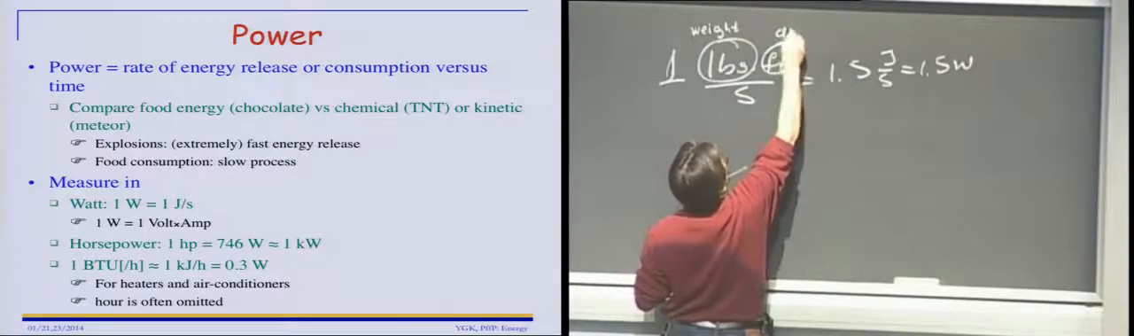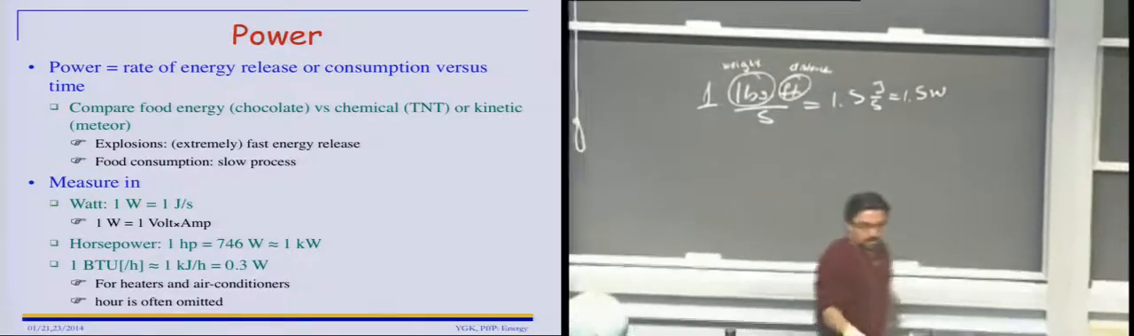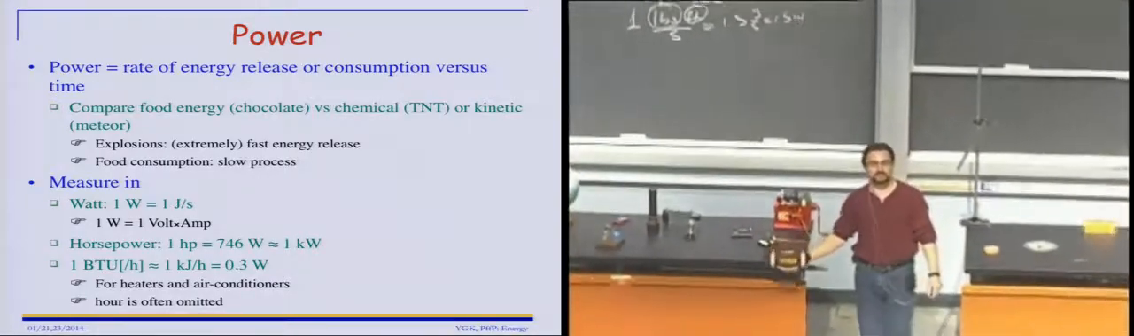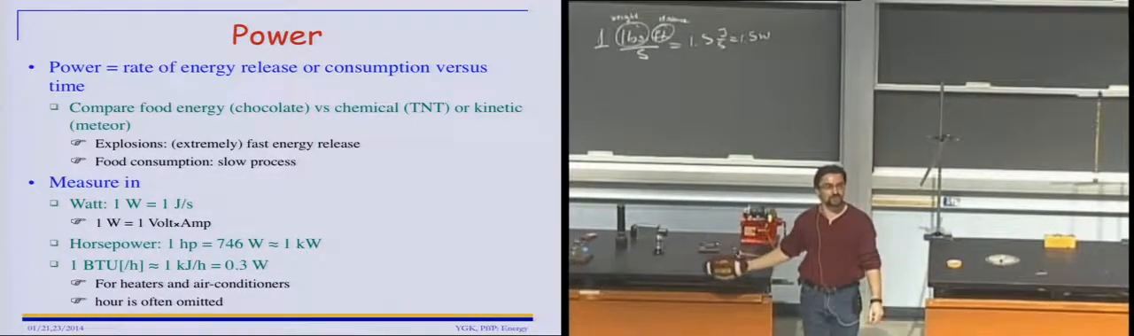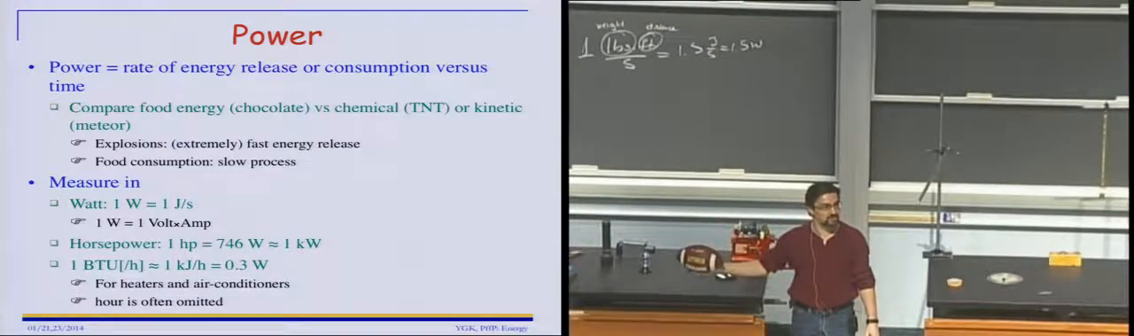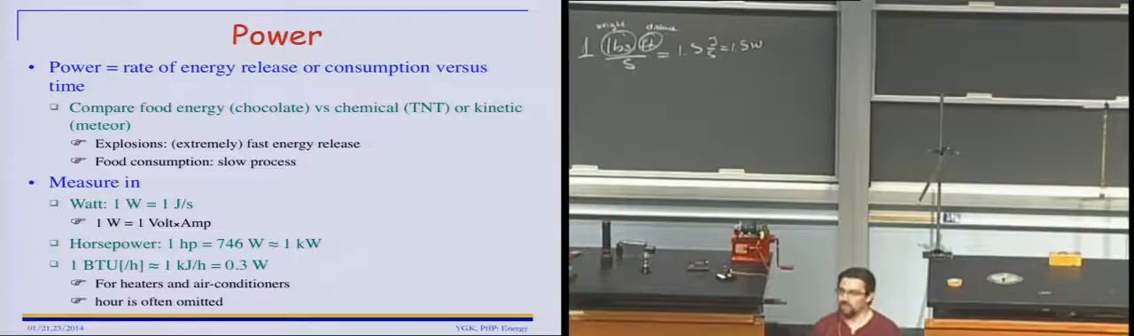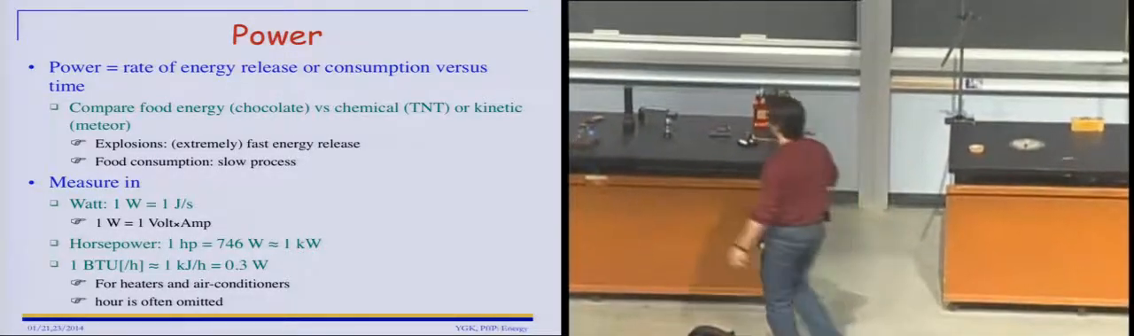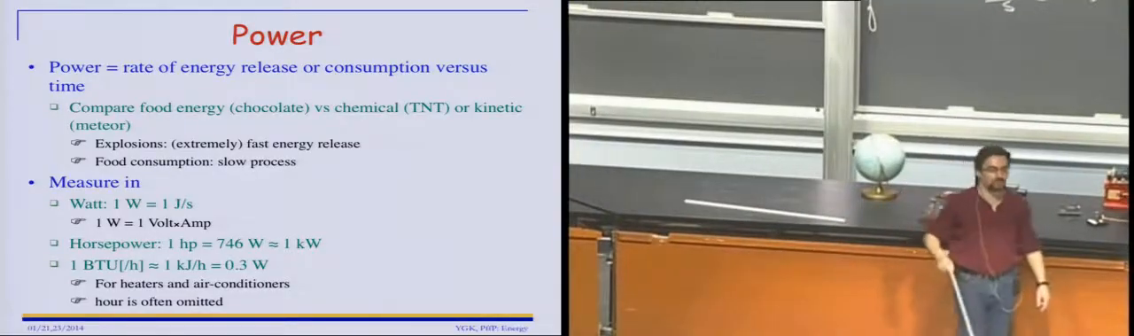A foot is a measure of distance. What does this mean? It means that if I take an object that weighs a pound and I raise it by a foot, I have just spent a pound-foot of energy, which is 1.5 joules. If I do it in a second, I produced 1.5 watts.